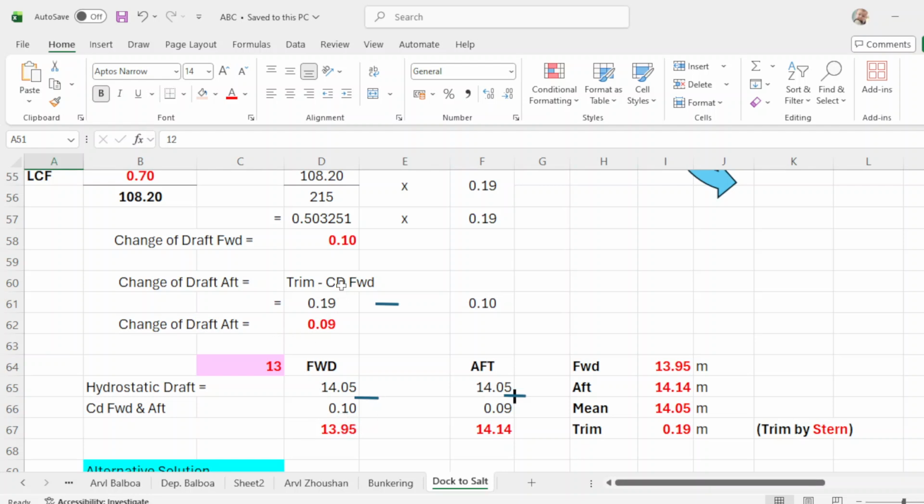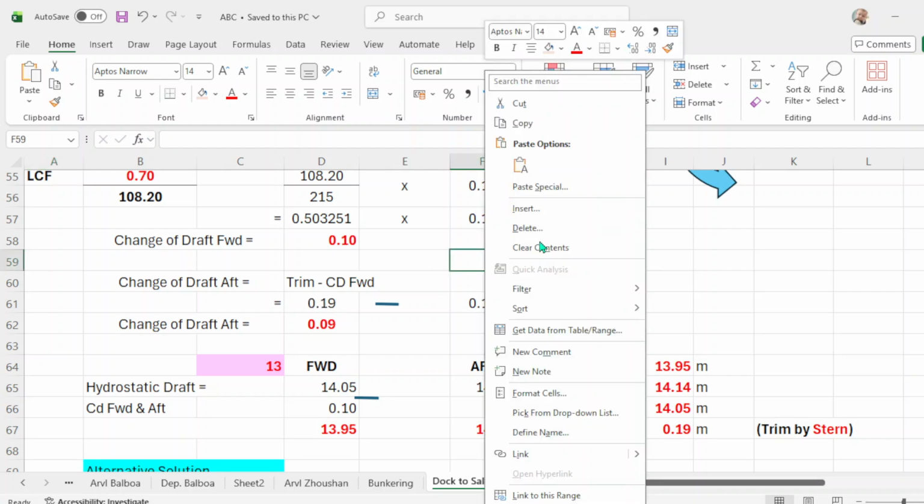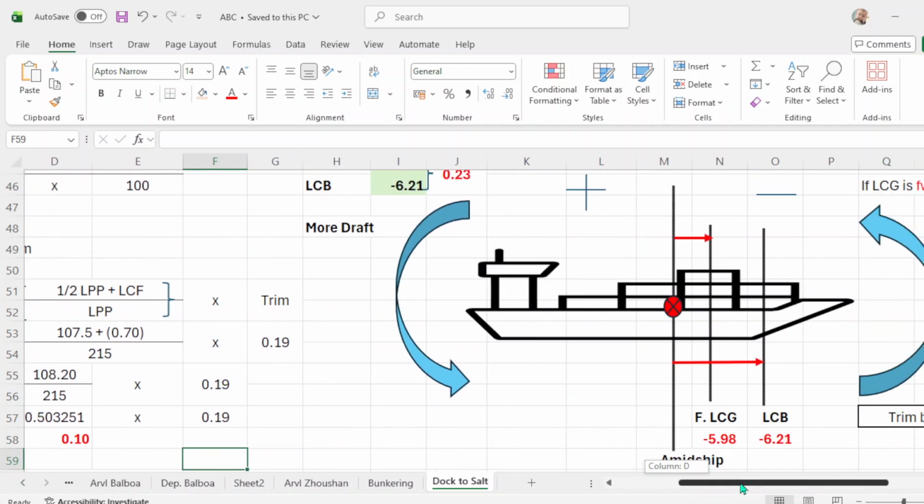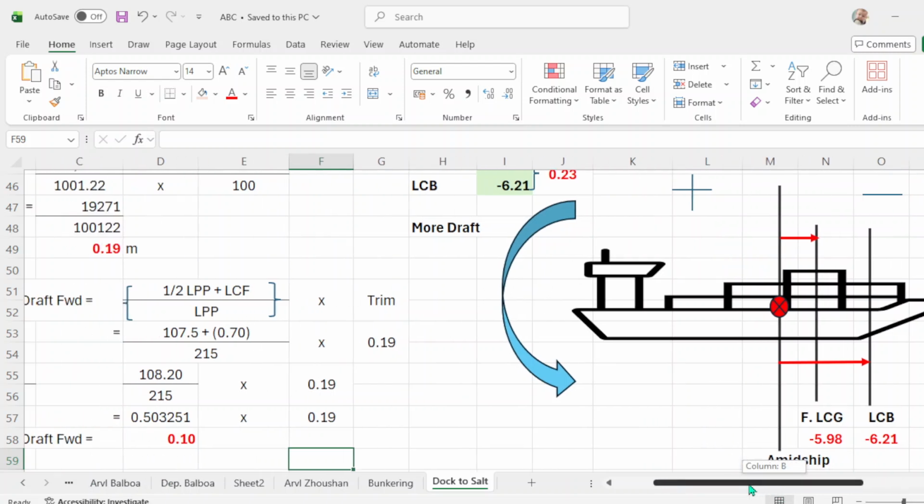because your trim is 0.19. So when you say positive from a midship, this is positive. So from a midship, that will be here. So your trim here is 0.19, meaning the ship's stern will go down and you have a positive trim. If your trim is by the head, that will be negative, but your trim by the stern, that's why it's positive. Okay?